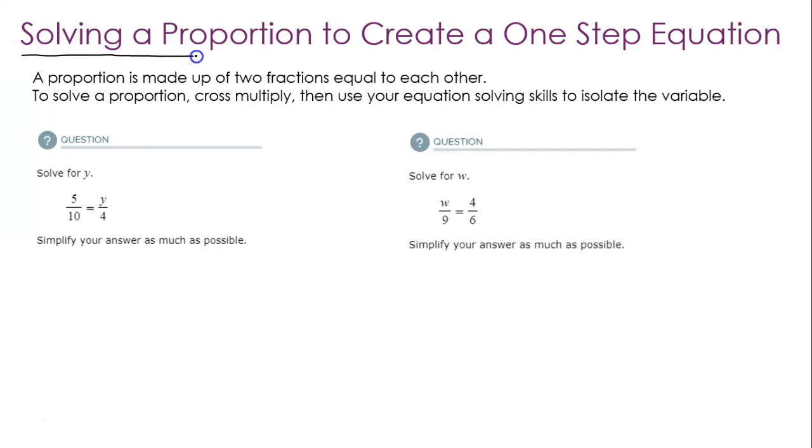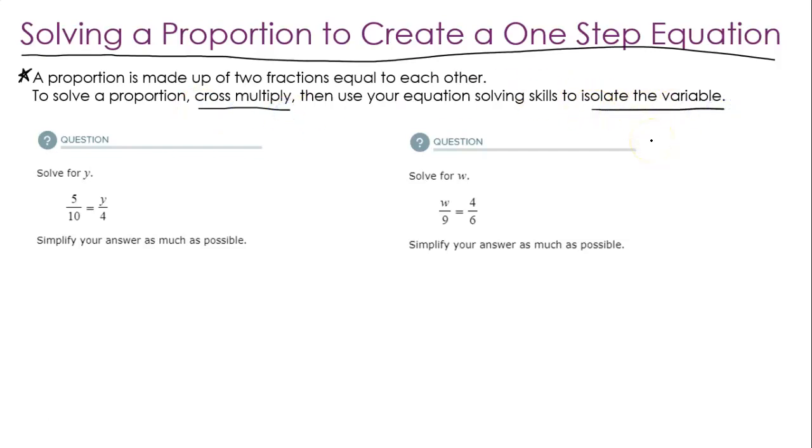You need a new topic, solving a proportion to create a one-step equation. A proportion is made up of two fractions equal to each other. So you're going to want to pause the video and write that down. And then after you've written that down, you want to write down, to solve a proportion, you're going to cross multiply and then isolate the variable. Cross multiply, then isolate the variable.